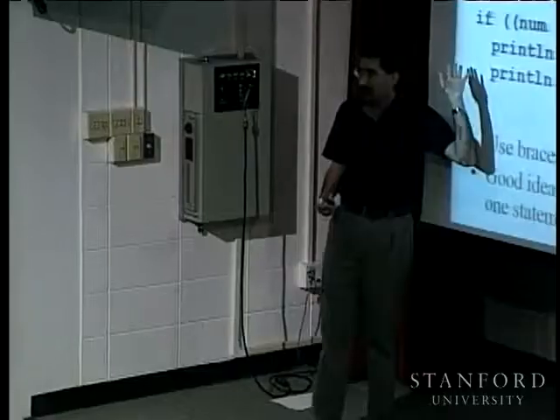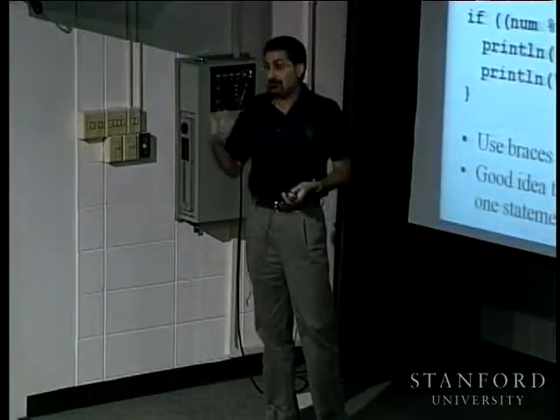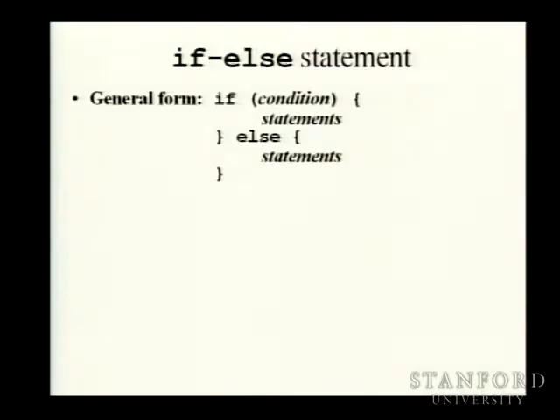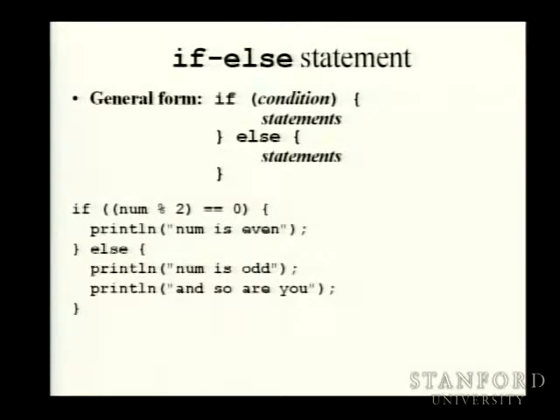Any questions about if? Hopefully not, because you hopefully were using them a lot with Carol. We have the if-else, just like Carol, right? Same kind of thing going on here. We have some condition. Either we do the statements or we do the else part if the condition is false. So if the remainder of num divided by 2 is 0, we say num is even. And if it's not, then we know it's odd, and so we write out num is odd, and so are you. All right?